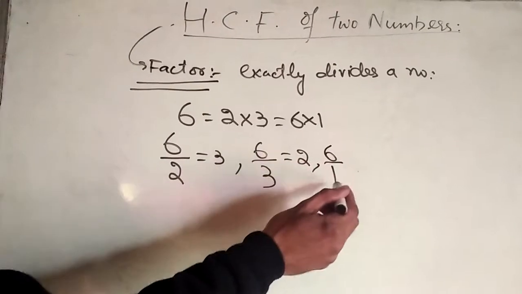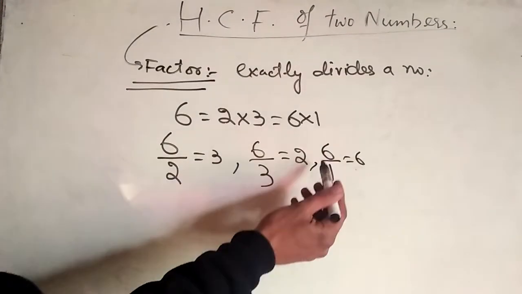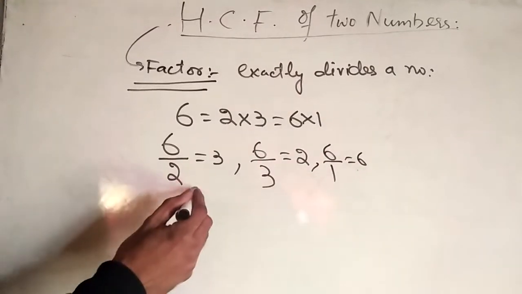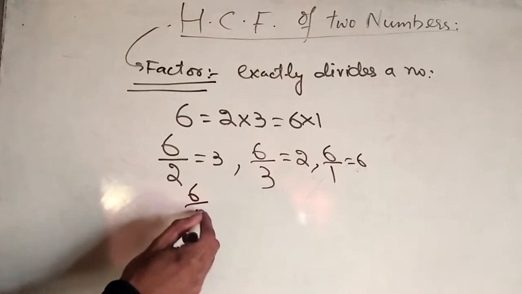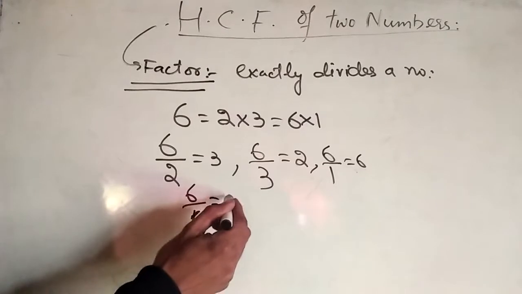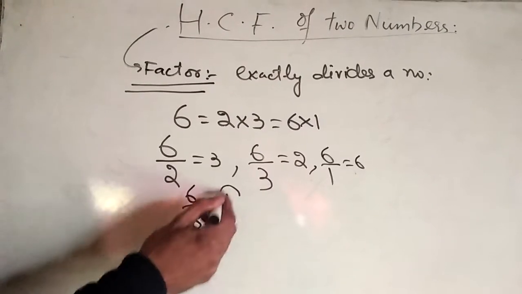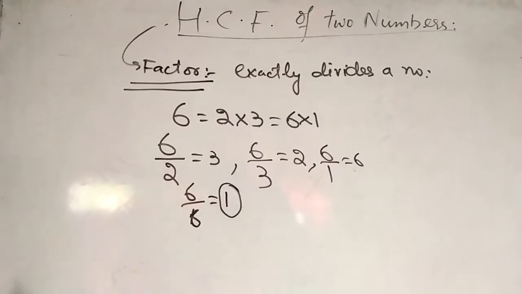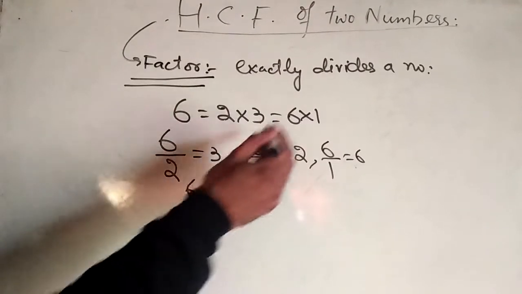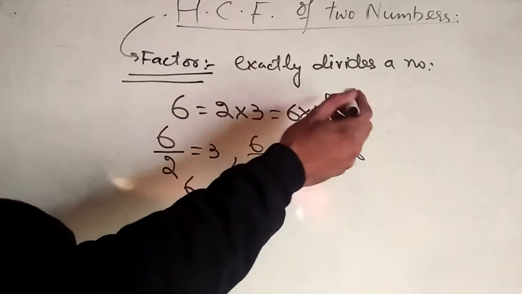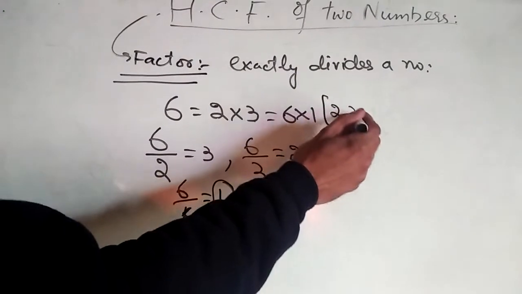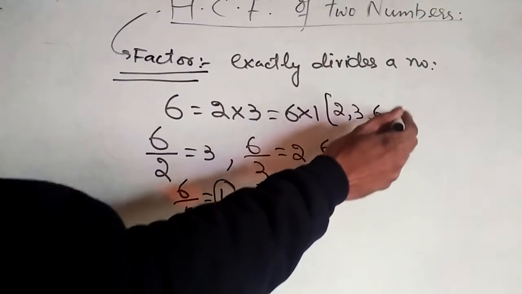6 can be divided by 1, which is equal to 6. So 1 exactly divides 6, and 6 can be divided by 6 itself. 6 divided by 6 is equal to 1, which is also an integer. So the factors of 6 are 2, 3, 6 and 1.